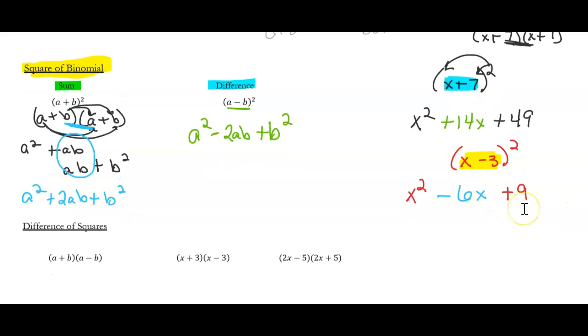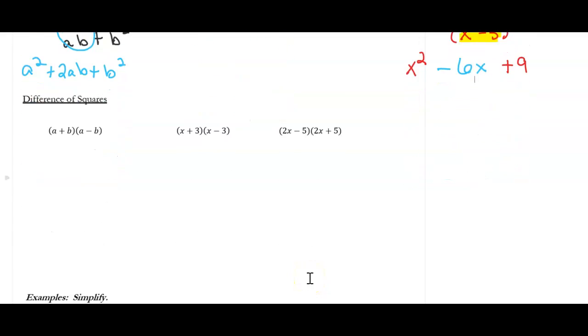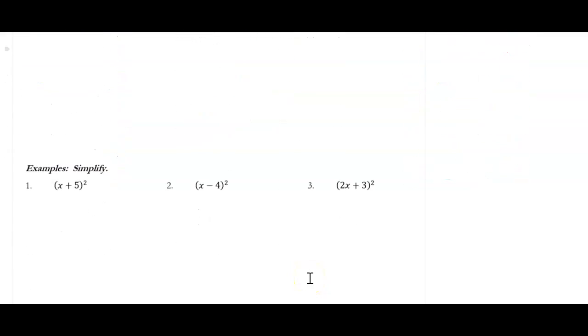All right, before we go on to difference of squares, I would like you to try 1, 2, and 3. And when you think you have it, go ahead and press play, and I'll help you check your work.